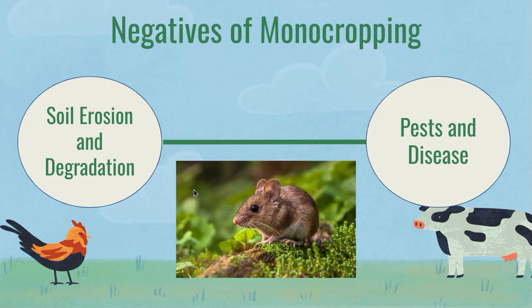Additionally, biodiversity is lost when the entire field is made up of only one crop. This makes the field more susceptible to disease because all the crops are the same, so disease can spread more rapidly. Monocropping also makes crops more susceptible to pests because there are fewer natural predators in a field of all one crop.